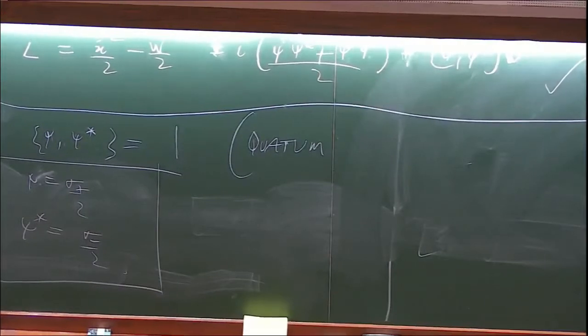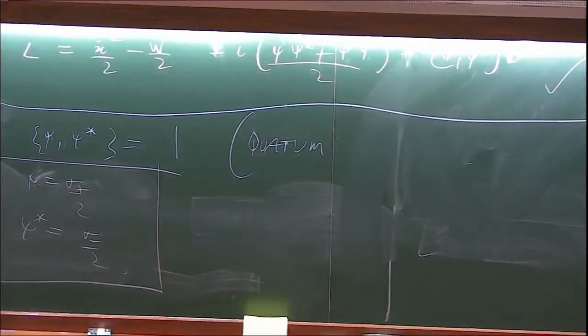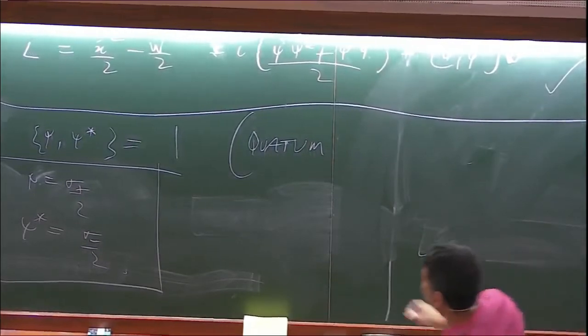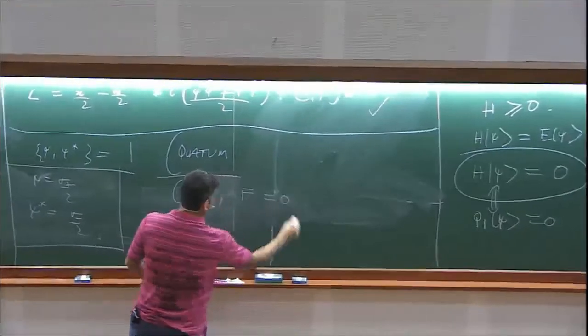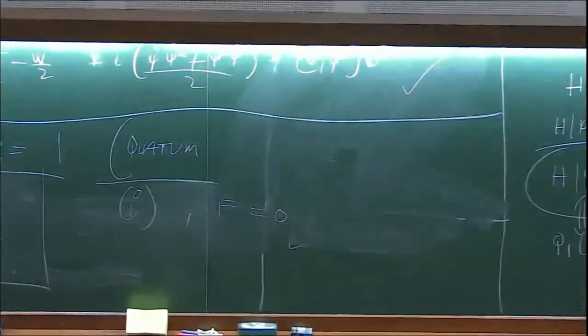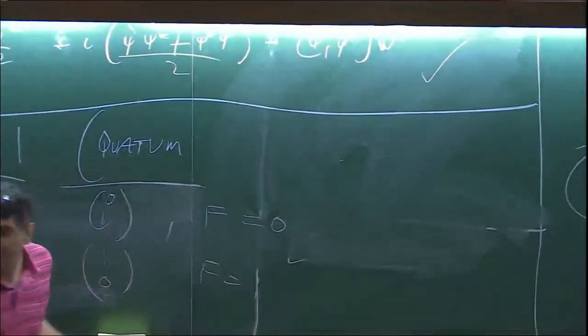Now, what do we mean by fermion number? By fermion number, that's essentially arbitrary, but the difference between fermion numbers is not arbitrary. So let's make a definition. Let's say that this state, with this choice of quantization, this state 0, 1 has f equal to 0. And this state, 1, 0, has f equal to 1.